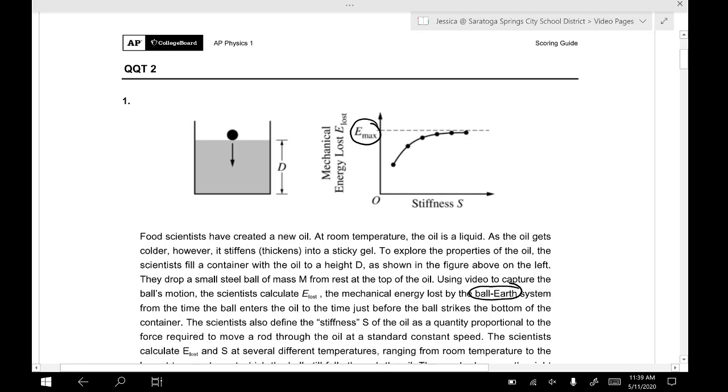Now, the reason why we have that maximum there is because the system starts with a specific amount of energy. Since it's the ball earth system, we're probably going to start with the amount of potential energy here. So this E max represents the initial potential energy of the system. Now, if no energy was lost, all of this gravitational potential energy would convert to kinetic energy down here. But essentially what's happening is the ball is losing energy, so it's moving at slower and slower speeds as it hits the bottom of the container.